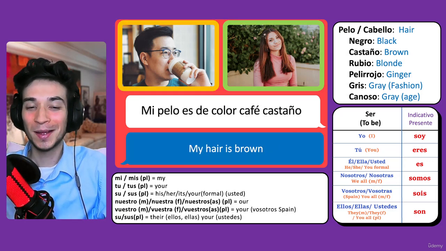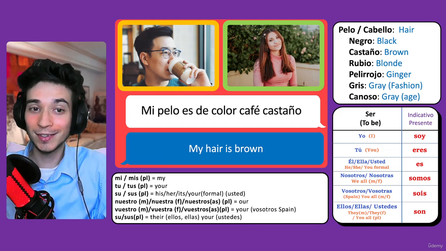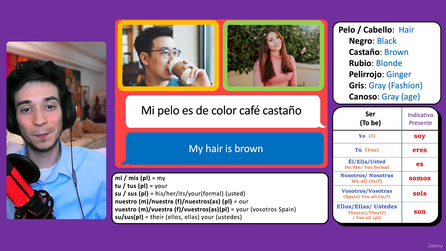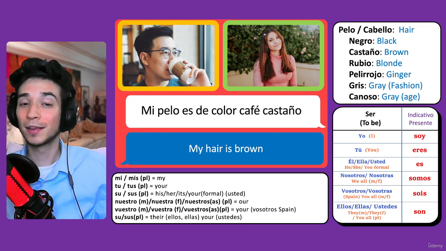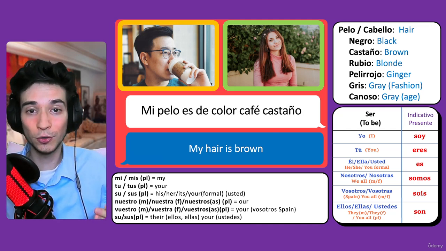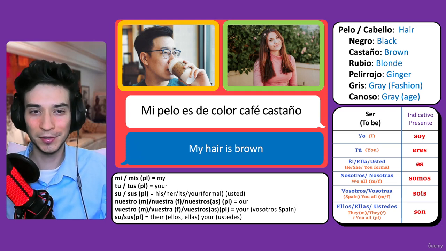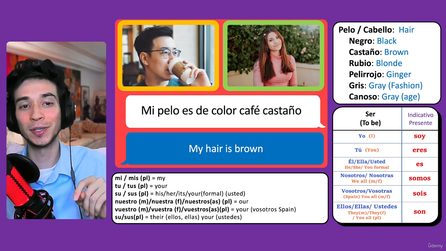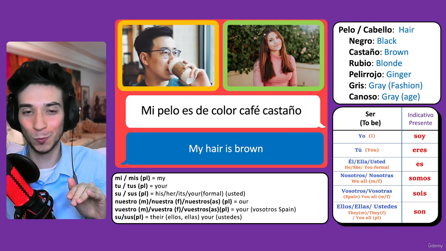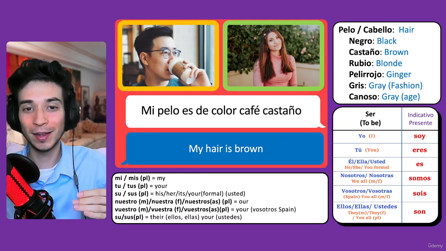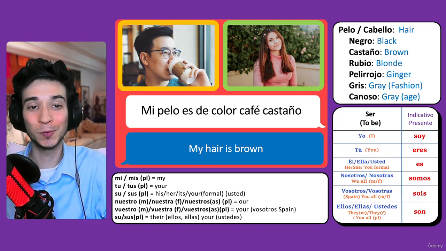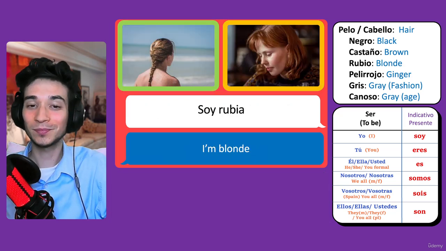Okay, next one. Mi pelo es de color café castaño. My hair is brown. So basically, my hair is colored brown castaño. I don't know what castaño means, but it basically means brown. I know what castaño means. It means brown, but it's basically in English like saying, my hair is brown. Café castaño, brown. My hair is brown.